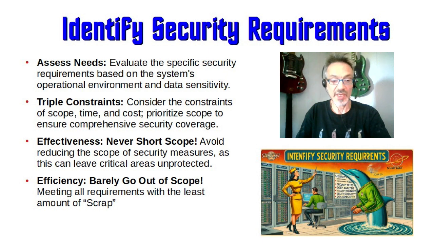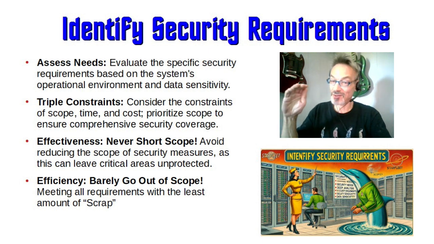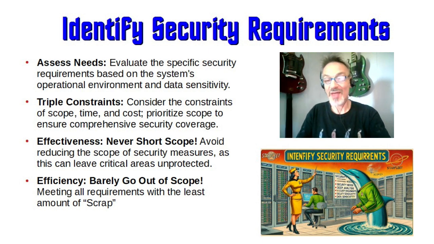3. Effectiveness. Here's the mantra to remember for the exam: never short scope. This means you should avoid reducing the scope in security measures. You can save time, you can save money, but never short scope. We try not to go out of scope too far, and that's the measure of efficiency. And that's our 4th bullet. We never short scope, but we aim to be efficient. We don't want to go too far out of scope. So barely go out of scope, right? That's the point. It means that all requirements are set with the least amount of scope creep or waste or scrap.